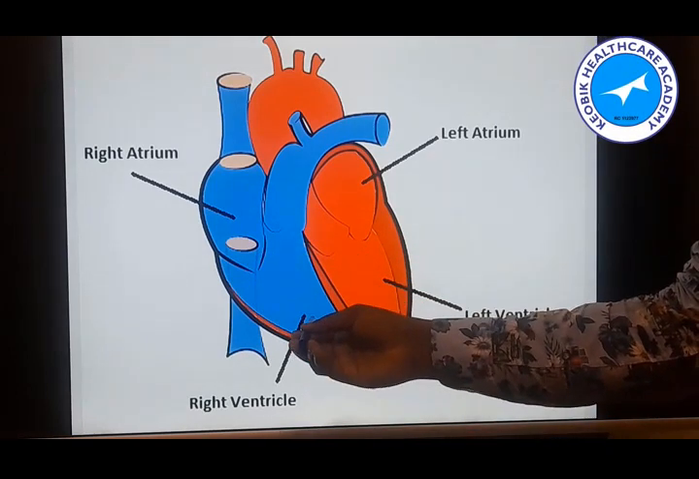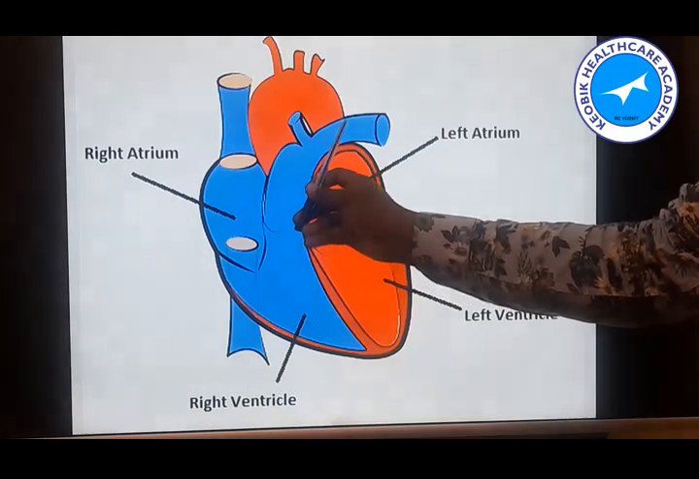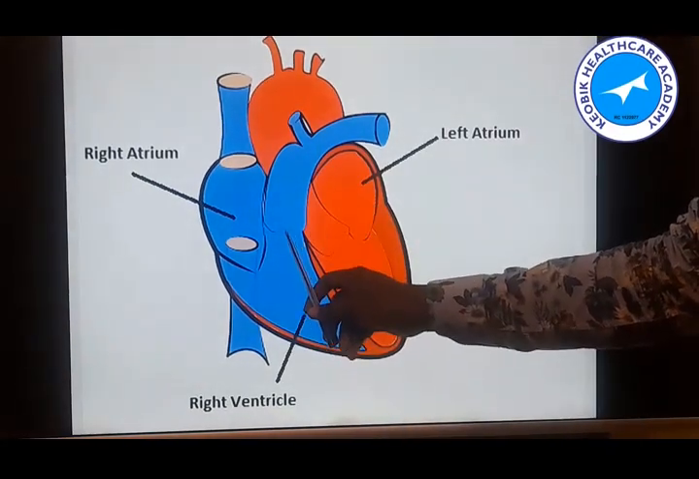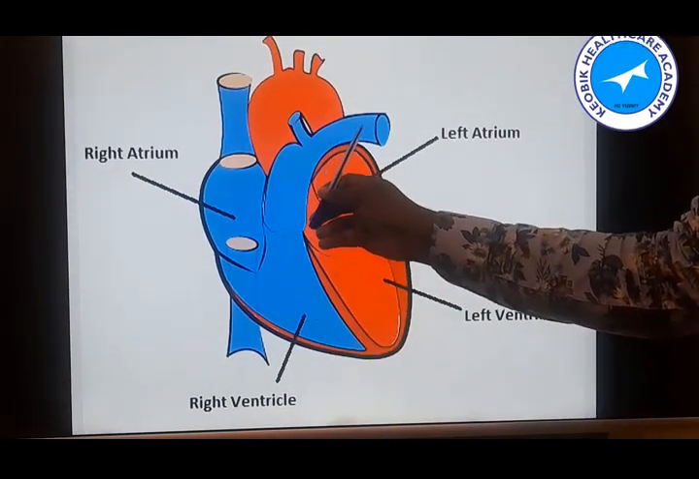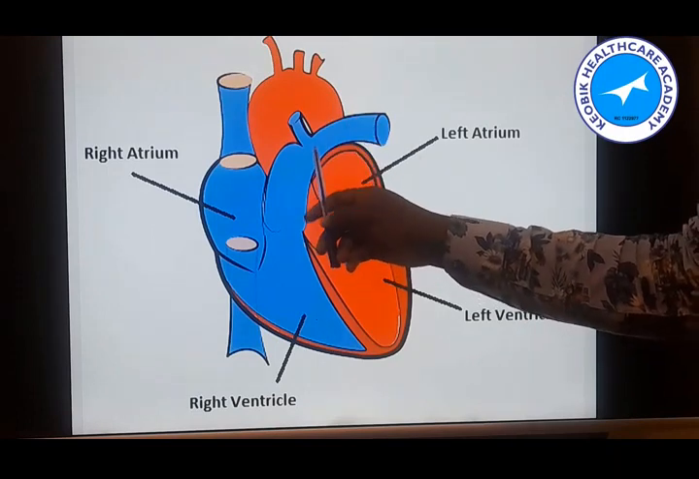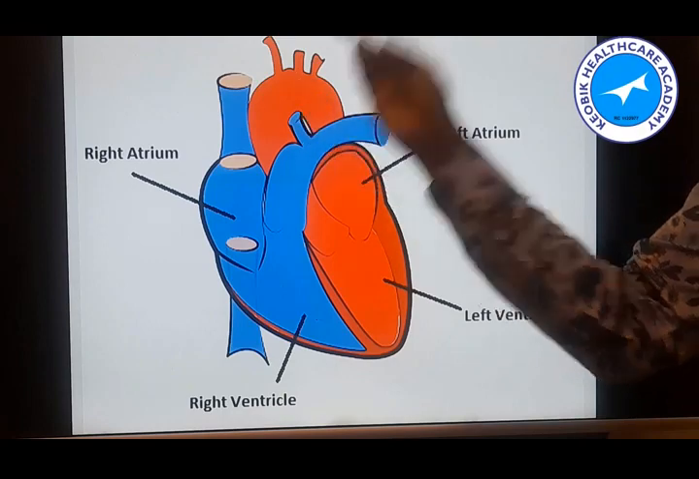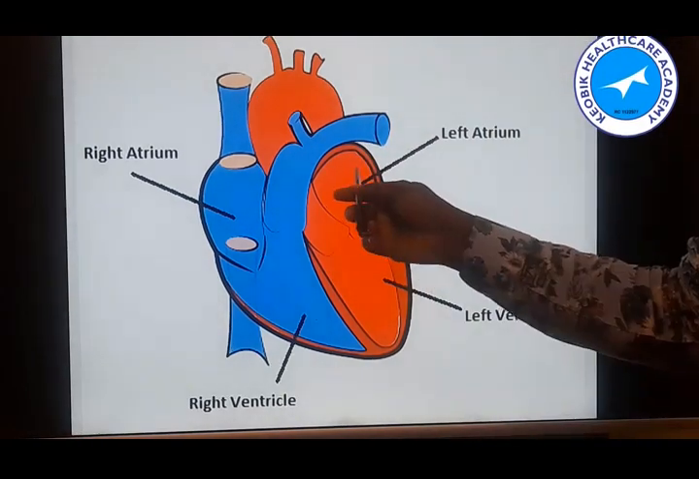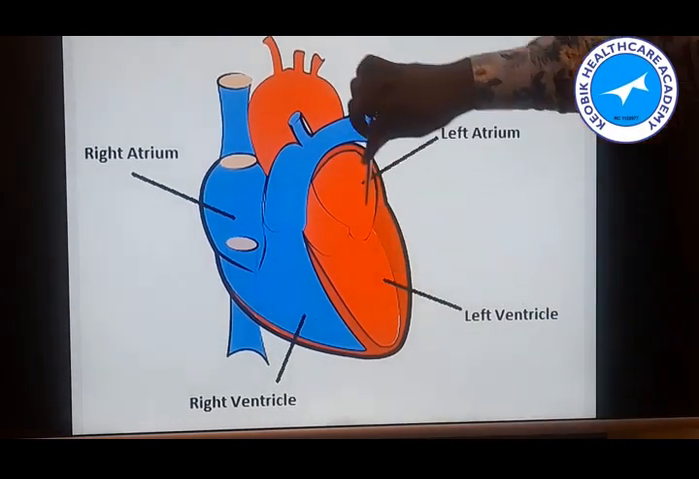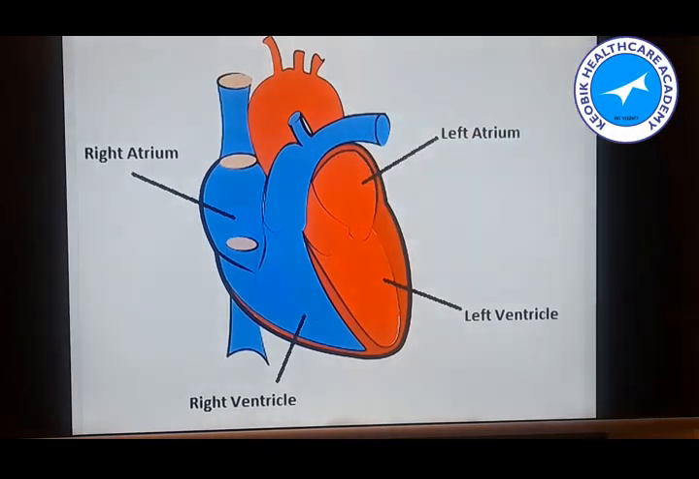From the right ventricle, it now goes into the lungs. There's a valve here. It goes into the lungs where it receives oxygen. As it receives oxygen, it now enters the left atrium. From the left atrium, there's a mitral valve here. It now enters into the left ventricle.